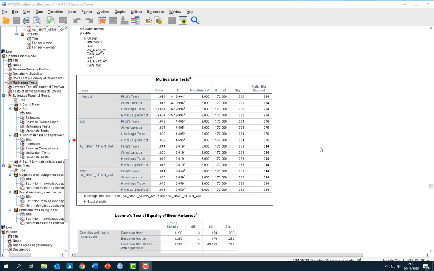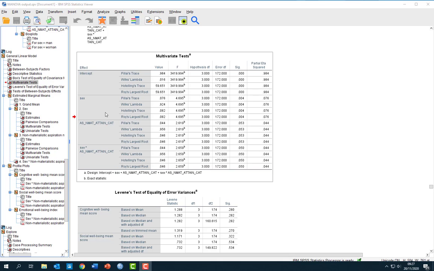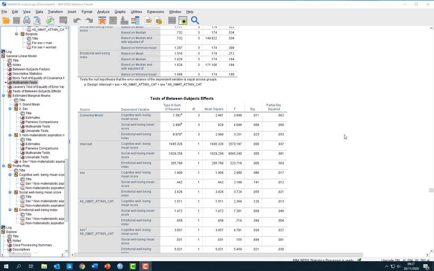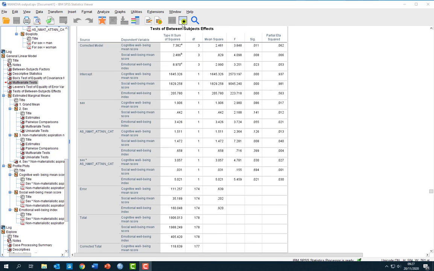So that's what we'll do now. This is the multivariate main and interaction effect here. Now we want to break it down and look at the individual dependent variables. And so we look at the tests of between-subjects effects box. You can ignore these first two rows for the most part. What we are interested in are the sex, non-materialistic attainment category groups, and the interaction between the two. But this time you can see it's been split down by each of the dependent variables. So we've got a separate statistical result for each of these.